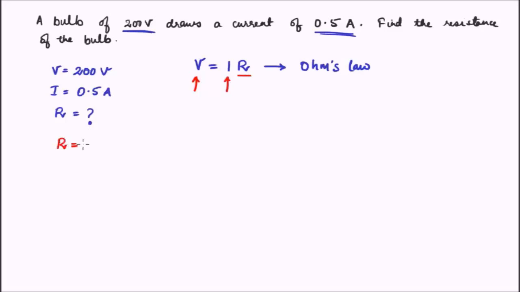R we can write as voltage upon current. Voltage is 200 volt. Current is 0.5 ampere. Everything is in SI units, volt and ampere. So this will give me 400. We know that the unit of resistance is ohm. So our answer to the question, what is the resistance of the bulb, is 400 ohm.